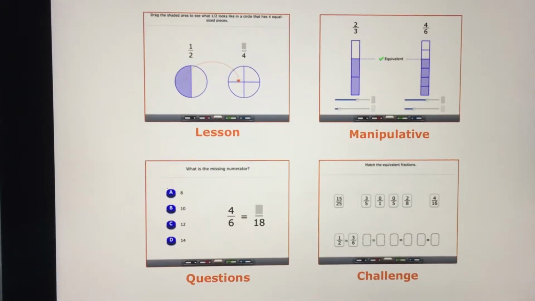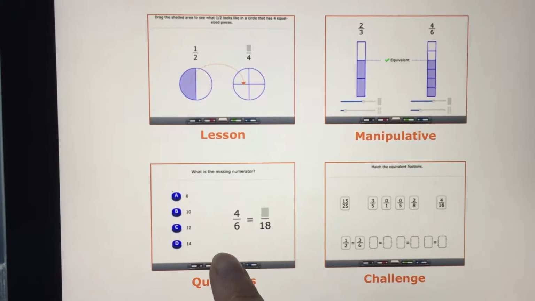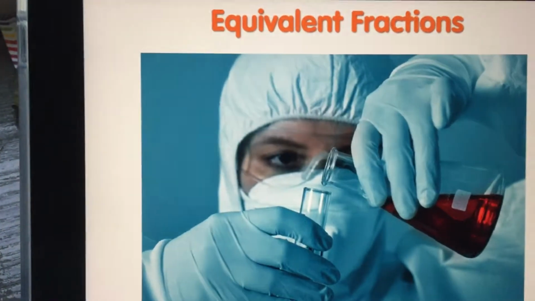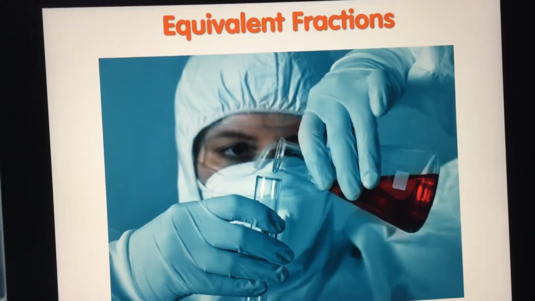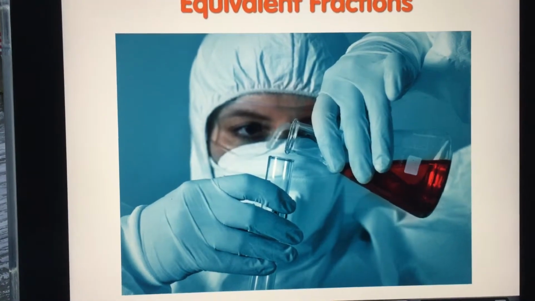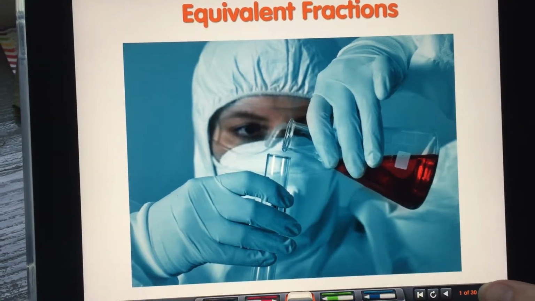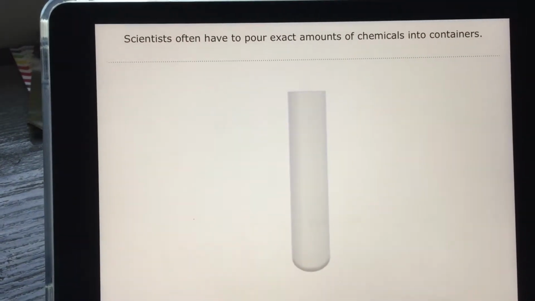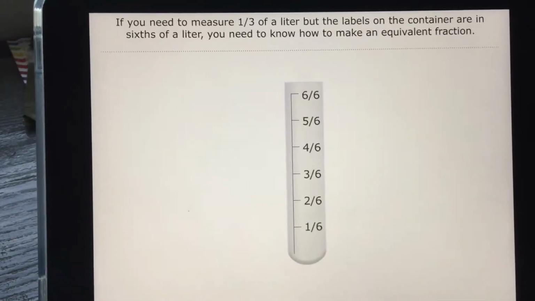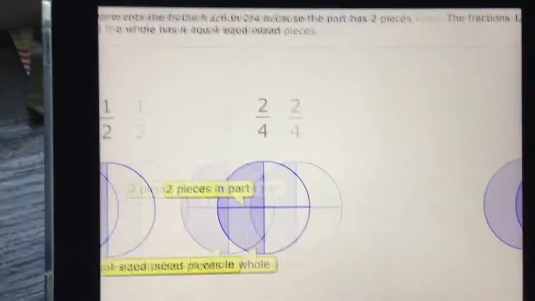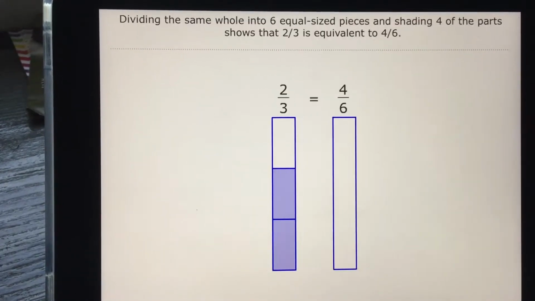They've got lessons, manipulatives, questions for practice, and challenge activities. So I'm going to show you the lessons. Now I'm not having this speak to you right now, but the lessons actually talk to you, so it creates a good blended learning environment. You can skip through the lessons, so it talks to you about all of these different points and breaks down equivalent fractions.